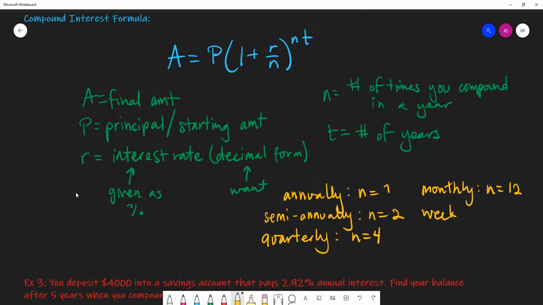Weekly, you won't always be given this. You won't be given it too often, but in case you do, it's about 52, so we'll use 52. And then daily, not including the fact that there's leap years, it's just 365. Okay, so you're looking for these keywords in these problems to figure out what your N is, right? So if it says compounded quarterly, that means that the interest is applied to your balance every quarter, as opposed to just once a year, okay?